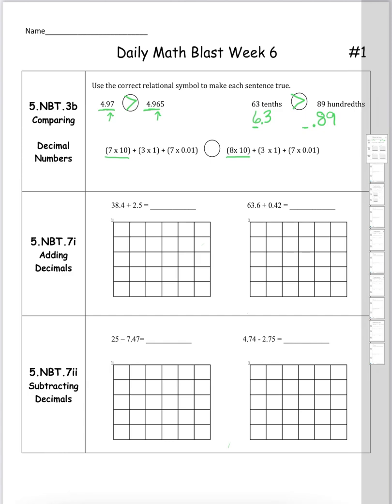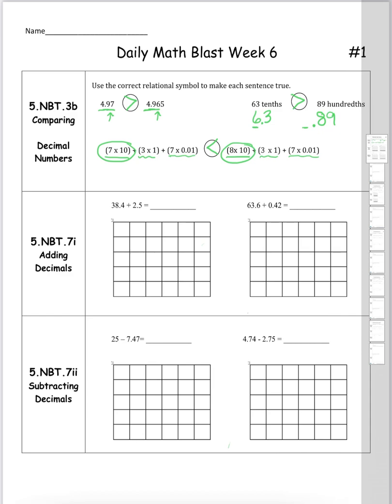And I know that 7 tens is less than 8 tens. So everything else in that number is the same. You'll see that we have the 3 ones, and we have the 7 hundredths. So it's right here where we're able to make our comparison without even having to write that in standard form. The left side is less than the right side here.